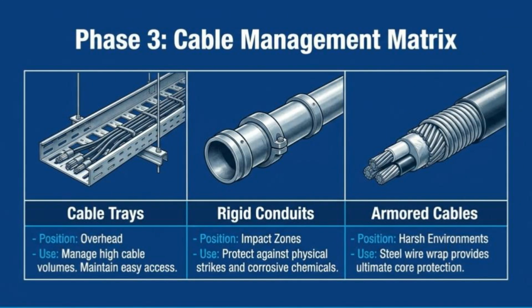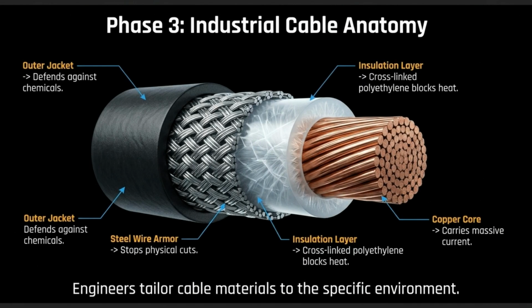Phase 3, cable management, involves selecting the right enclosures. Options include cable trays for overhead volume, rigid conduits for impact zones, and armored cables for harsh environments needing ultimate core protection. Industrial cables are designed with multiple layers, including a copper core, insulation to block heat, steel wire armor for physical protection, and an outer jacket to defend against chemicals. Engineers must tailor materials to the environment.